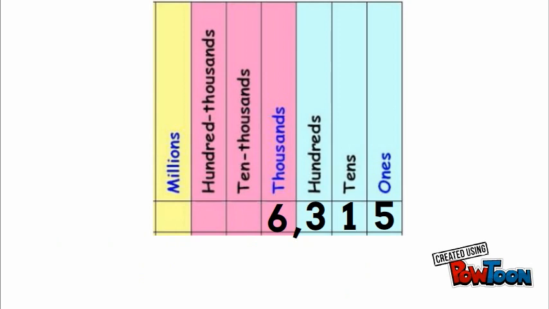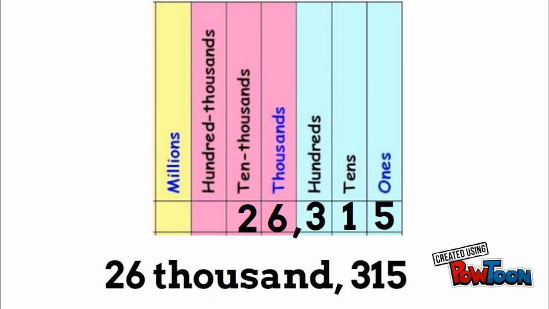Alright, let's add another digit into our number. Learn how to read this. Now notice we have 26 before the comma, so we would say 26,315.